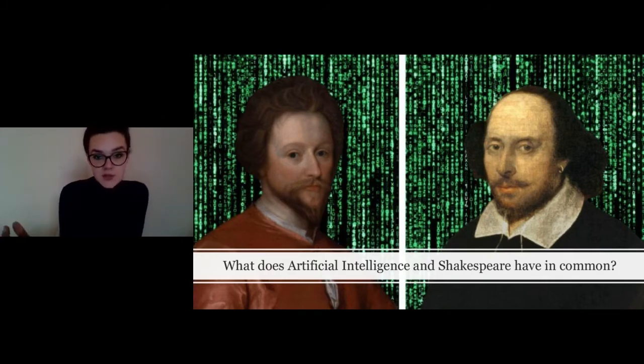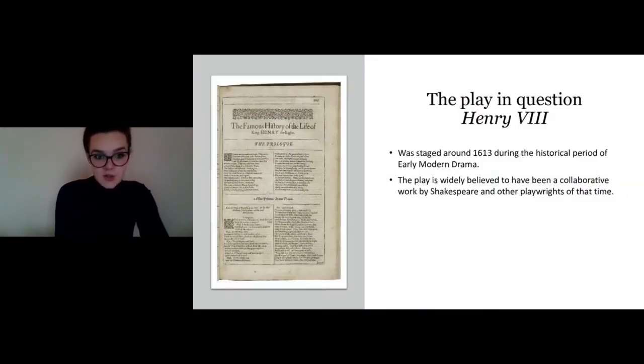And as I mentioned previously, the play in question today is Shakespeare's Henry VIII, a history play of which there has been a long suspicion that part of it was actually written by someone else. A little bit about the play itself. It was first staged around 1613, during the early modern drama period, on the banks of the River Thames in London, where the King's Men performed Shakespeare's plays.